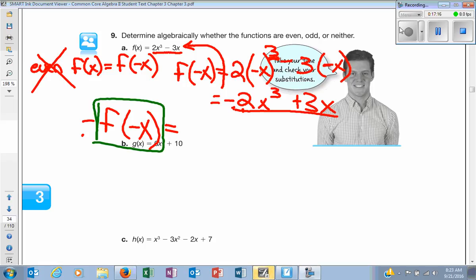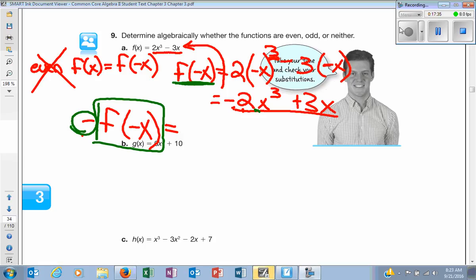What does that say? What does this say right here? F of negative x. Have I already figured out what that is? Are you following? So what does this say I have to do? Just change it. Basically, just change the sign.